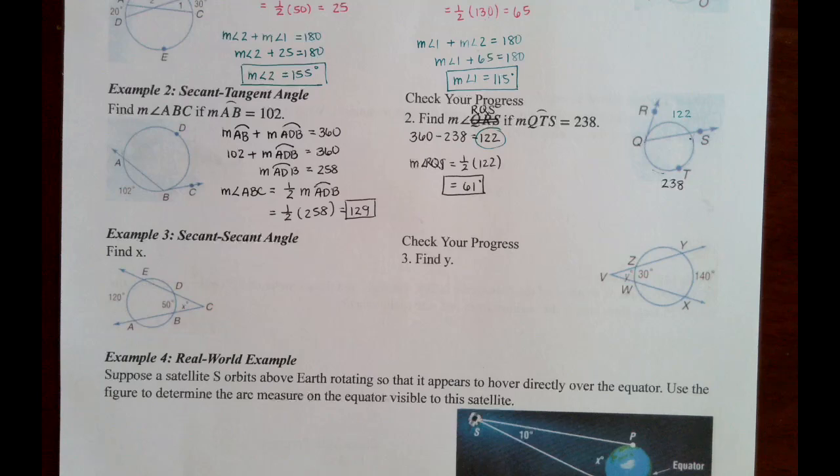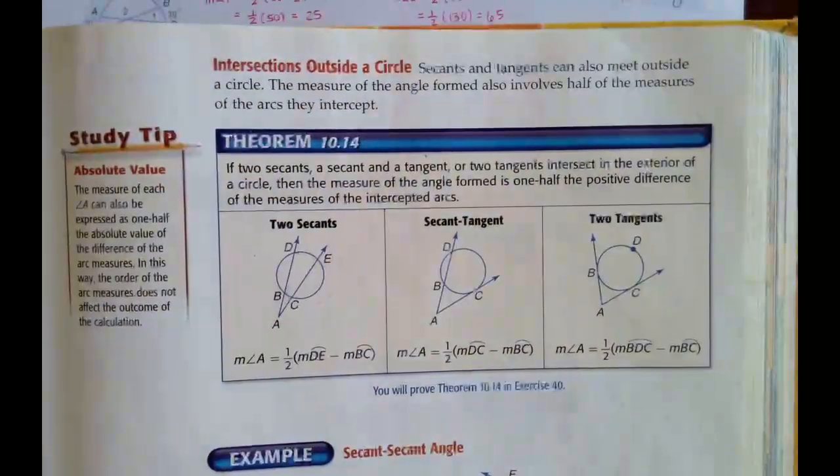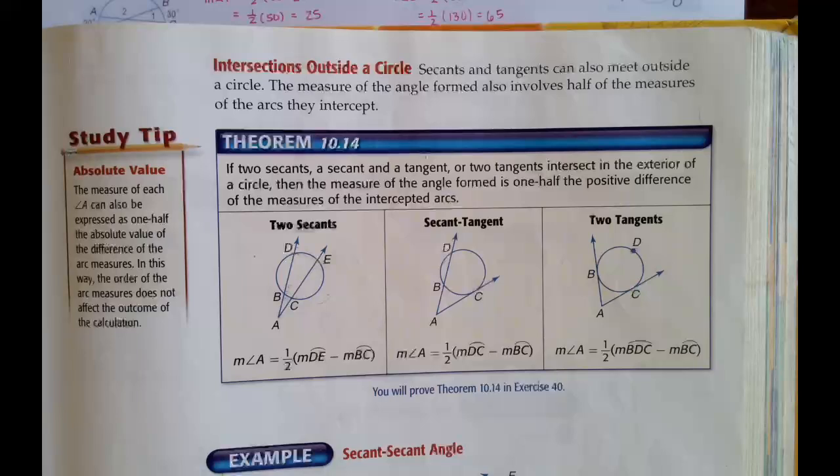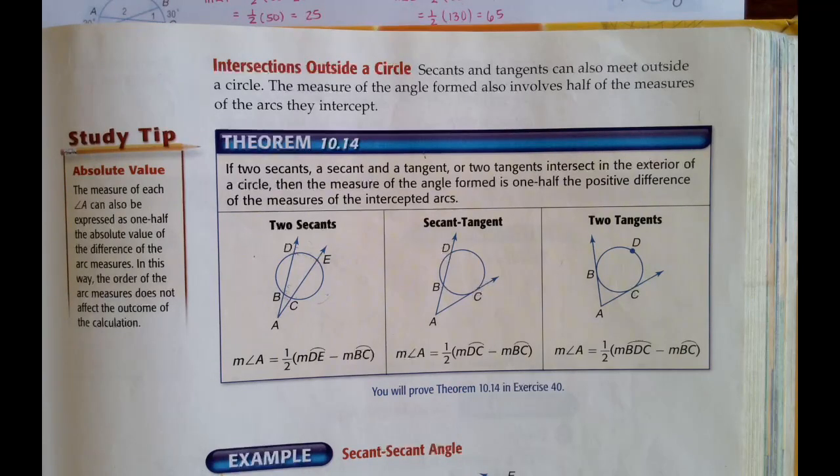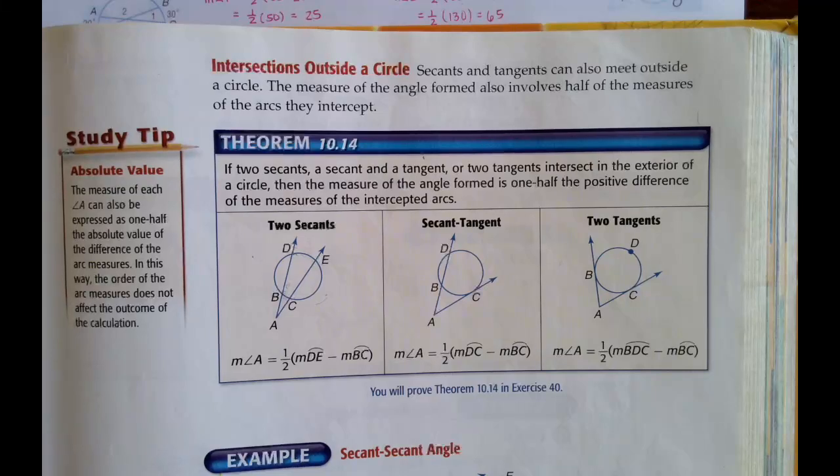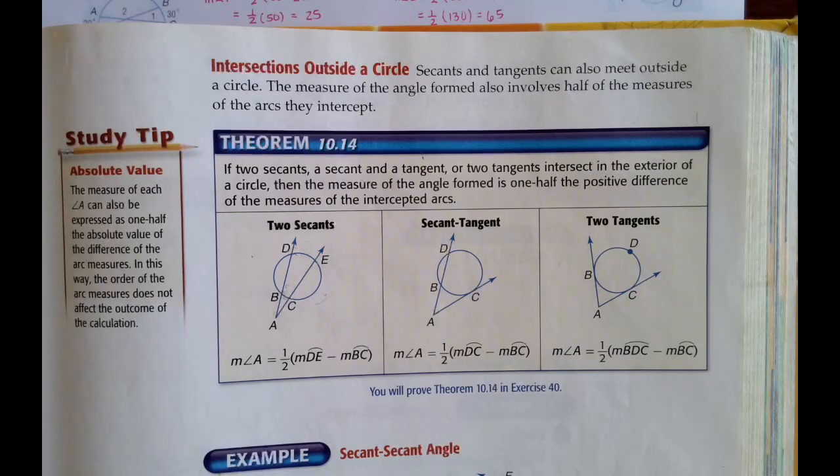Okay, so now we're going to move on to our other theorems. This is also secant and secant. However, with all of these, the intersections are outside of the circle. So this is if it's two secants, a secant and a tangent, or two tangents.